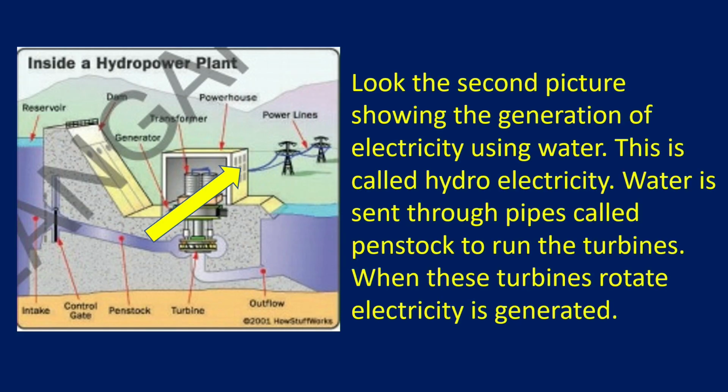Now look at the picture showing the generation of electricity using water. This is called hydroelectricity. Water is sent through pipes called penstocks to run the turbines. When these turbines rotate, electricity is generated that will be stored and supplied with the help of power lines to our houses.